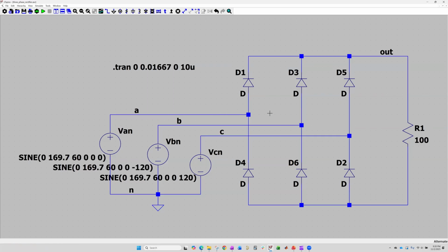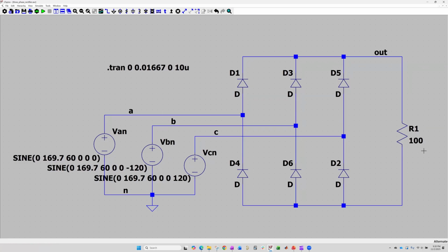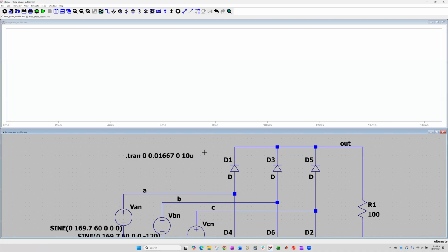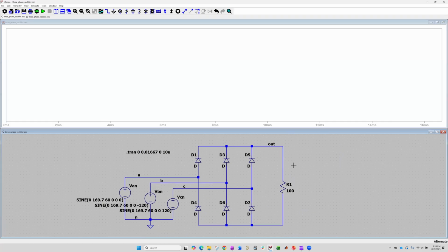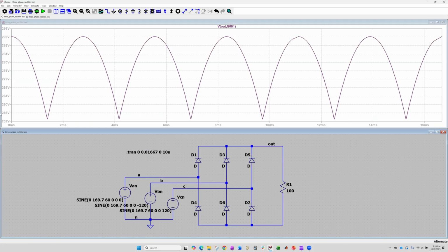Now, I've entered a value of 100 ohms for the load resistor. And for the simulation period, I've set it to 16.67 milliseconds, which is the period for a 60 hertz sinusoid. So I'm going to go ahead and run the simulation now. What we want to check is the output voltage waveform, which is the voltage across the load resistor R1. So if we probe this point here, we see the output voltage and its ripple.